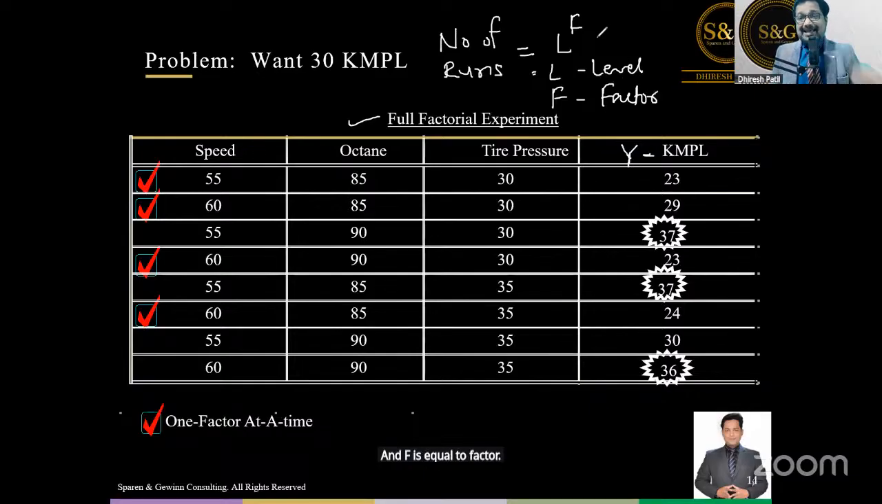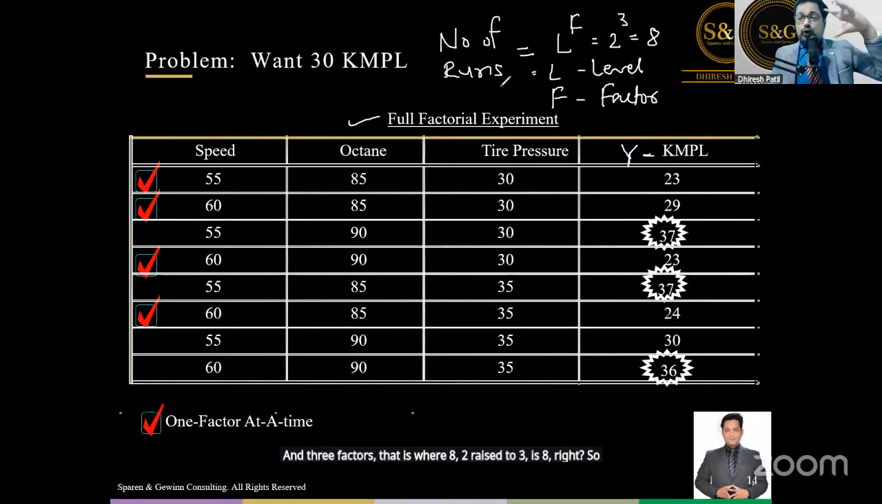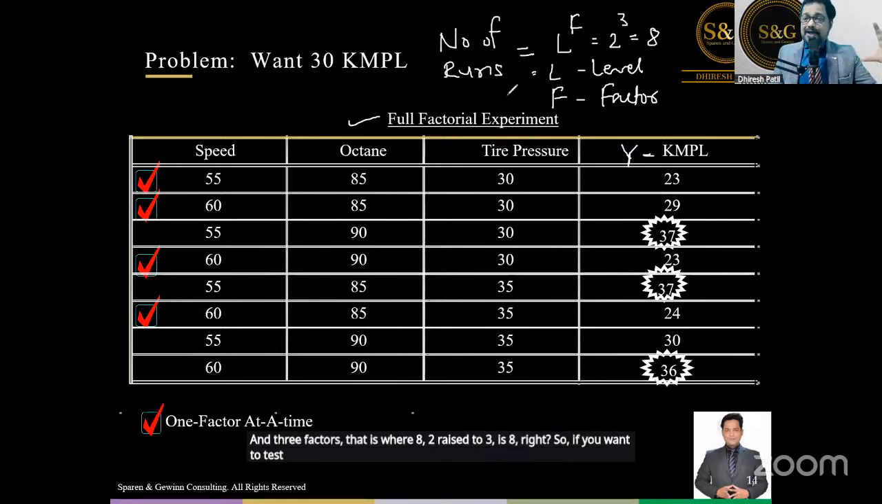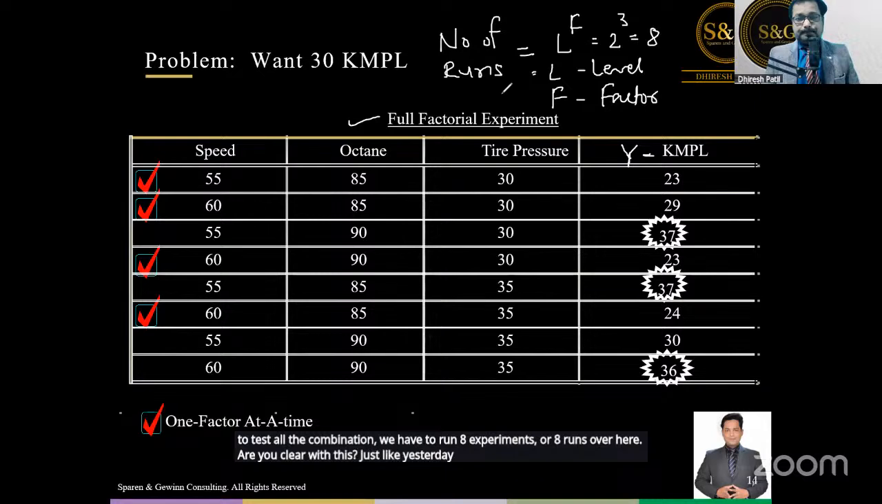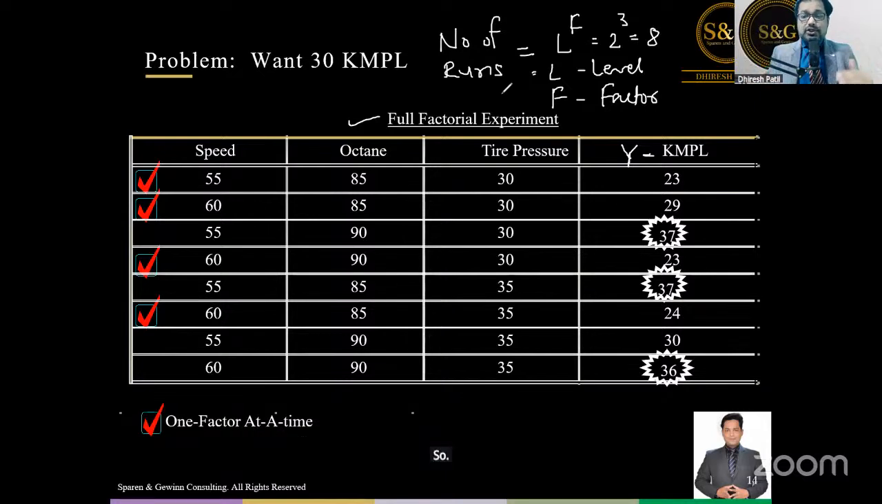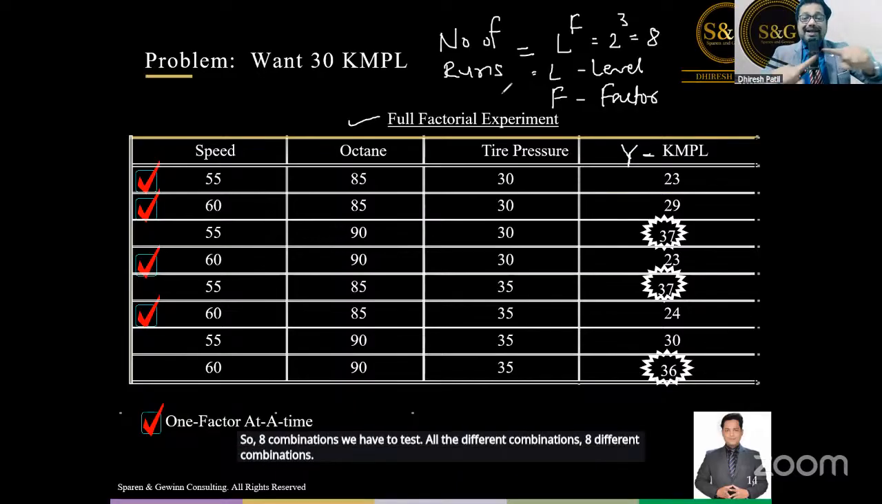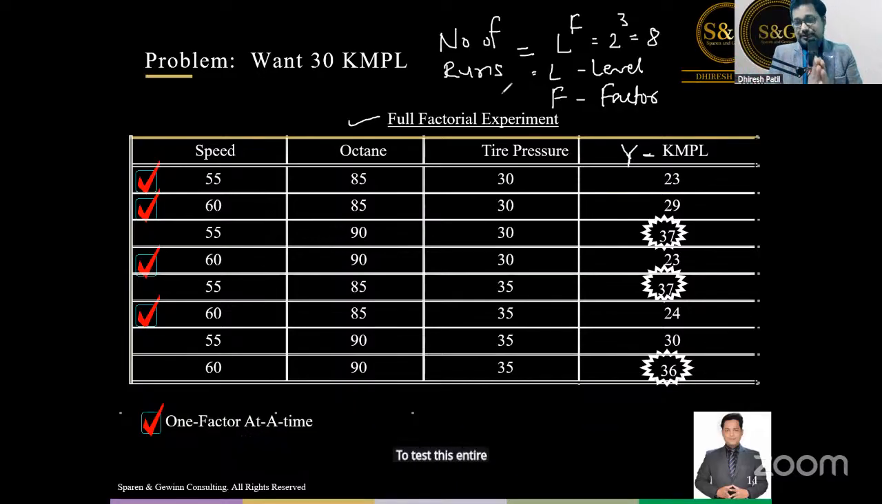Now, in this case, we have 2 levels and 3 factors. That is where 2 raised to 3 is 8, right? So if you want to test all the combinations, we have to run 8 experiments or 8 runs here. Are you clear with this? Just type yes in the chat box. So 8 different combinations to test.